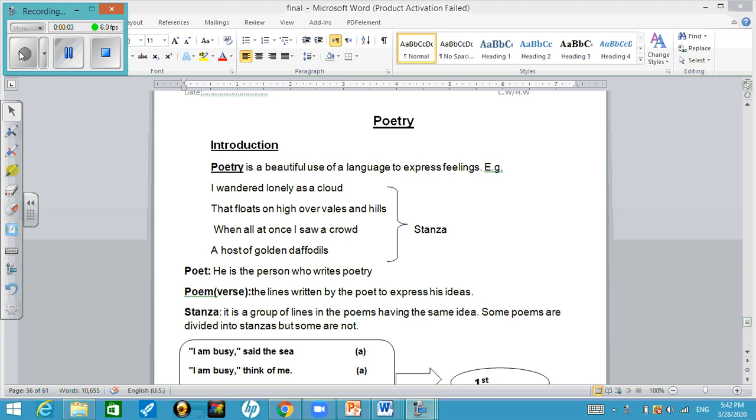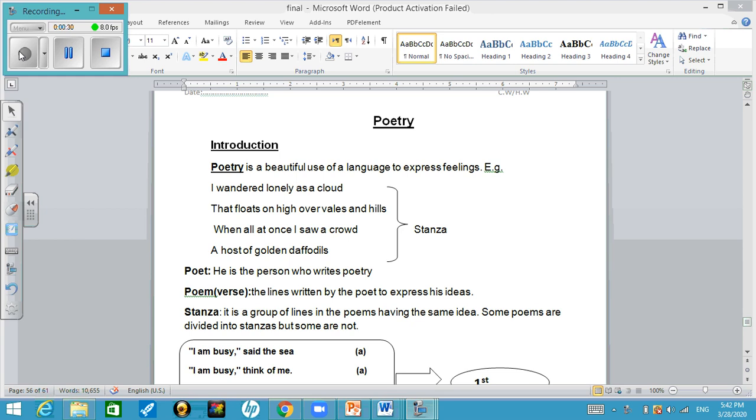So today we're going to talk about poetry. Okay, so let's know first what is poetry. What do we use poetry for? Okay, so poetry is a beautiful use of the language to express feelings like what? Like sadness, happiness, love. We use poetry to express these feelings.